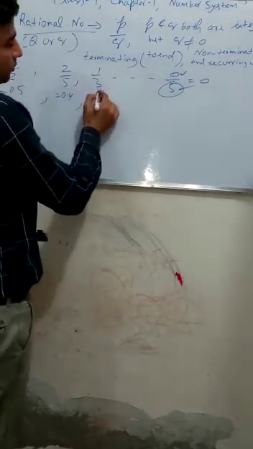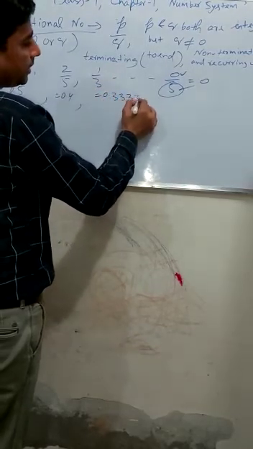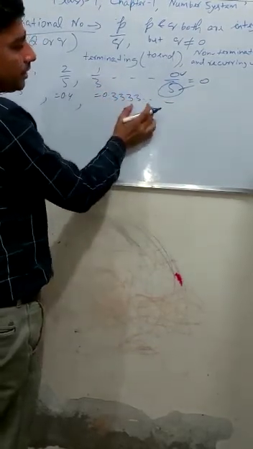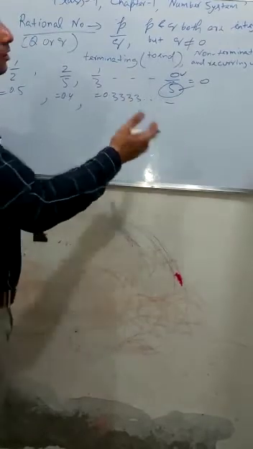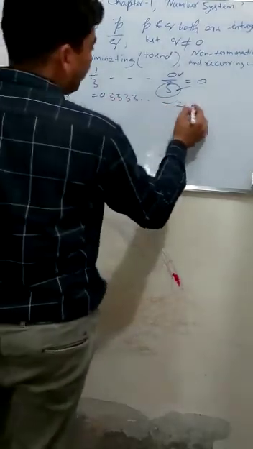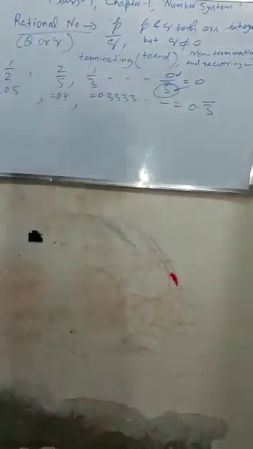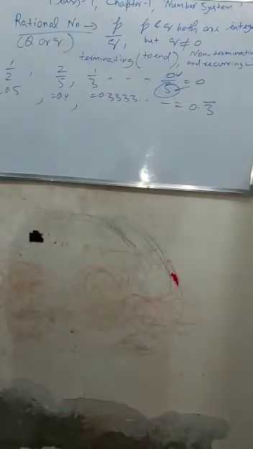But in the case of 1 upon 3, what do you observe here? 3 3 are 9, 3 3 are 9, 3 3 are 9. And this is non-terminating and reoccurring. That means they will not stop after the decimal and the digits will repeat. So what can we write? 0.3 bar. Okay or not? Is it clear, everyone?